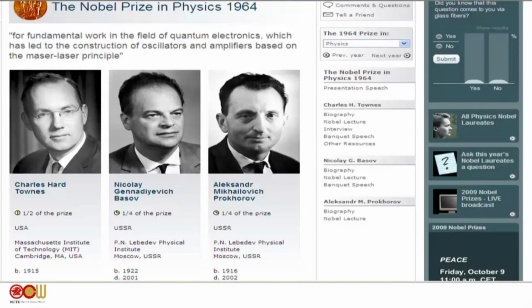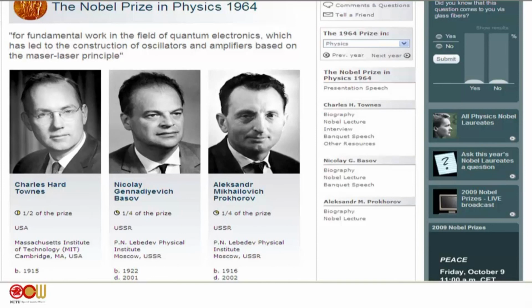This is Professor Charles Townes. You can see here he received the Nobel Prize in 1964. What is his contribution? It was for the fundamental work in the field of quantum electronics, which has led to the construction of oscillators and amplifiers based on the maser principle. Anyone see this? This is not a mistake. This is a maser. Anyone heard about maser?